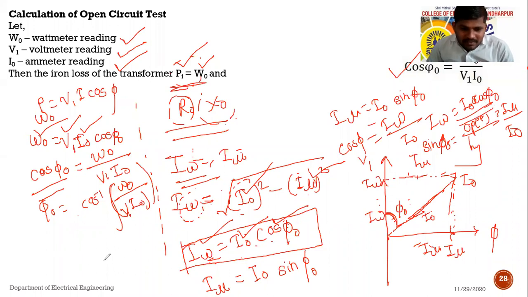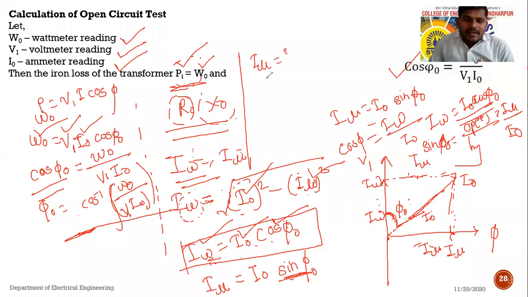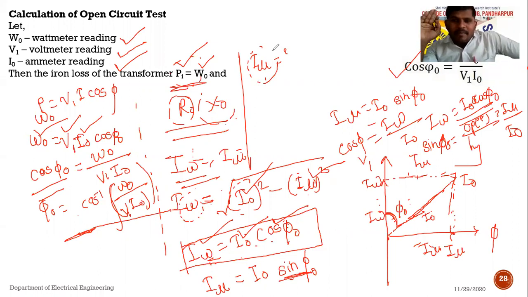Once you calculate IW, and you know the value of phi 0, then from the value of phi 0 you are able to calculate the sine of phi. And once you calculate the sine of phi, again you are able to calculate I mu. Okay, I mu. Now, after calculating the components of no load current, that is the working component and the magnetizing component, or we can call it the active component and magnetizing component, then we are able to calculate the equivalent circuit parameters, that is equivalent resistance and equivalent reactance. That means R0 and X0.